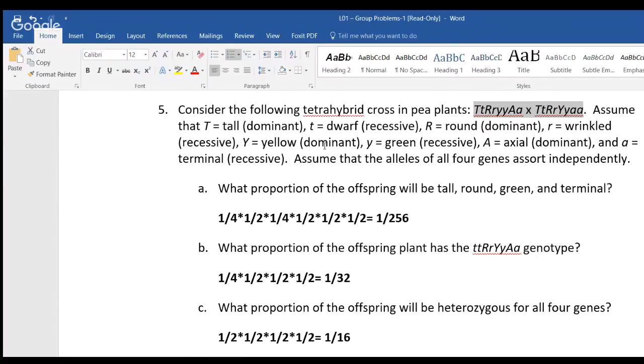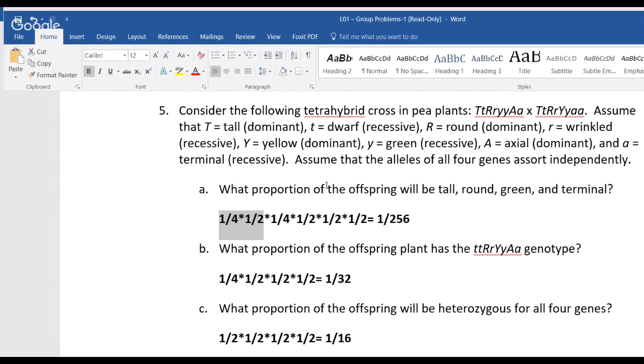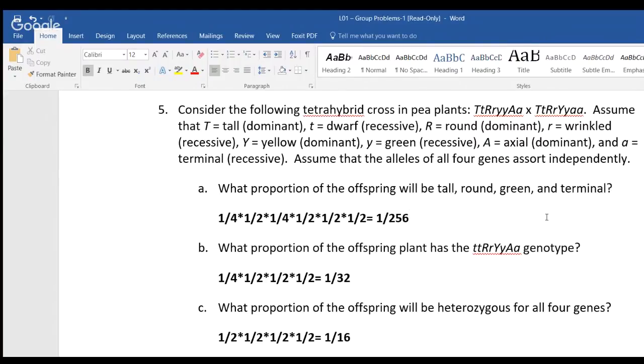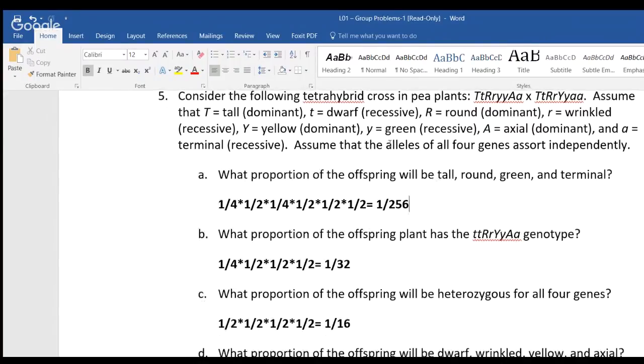For question A, they want to know the proportion of offspring that are going to be tall, round, green, and terminal. So we're talking about phenotypes here. So we have to remember that both the homozygous dominant for the T trait and the heterozygous will be expressed in those combinations. So not only do we have the 1/4 of the offspring who are going to be homozygous dominant for T, half of them are going to be heterozygous. So we have to remember to include that when we're multiplying, and we get 1 out of 256 are going to be the phenotype that they're looking for.